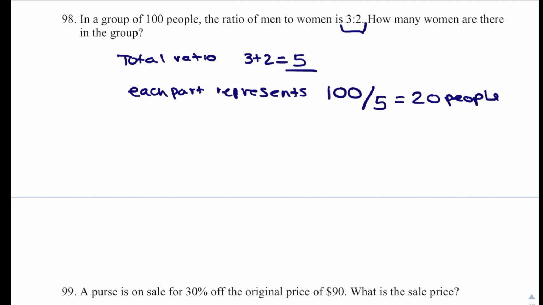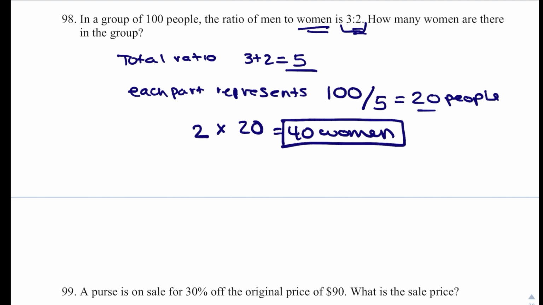So what we want to know is women. So women is 2. So what we're going to do is take the 2 parts women, and we're going to multiply it by each part, which is 20 people. So 2 times 20 is going to equal 40 women in the group. And that is our answer.